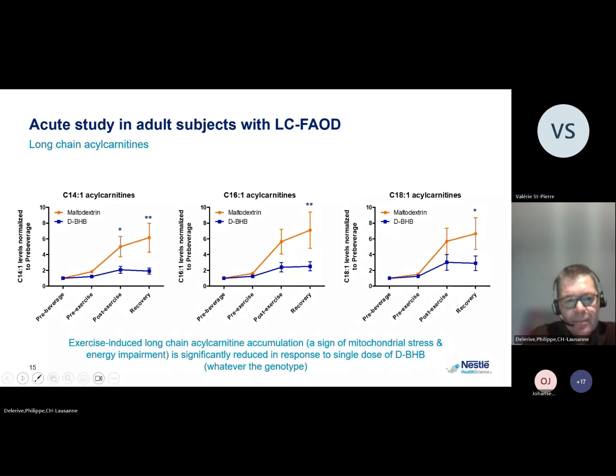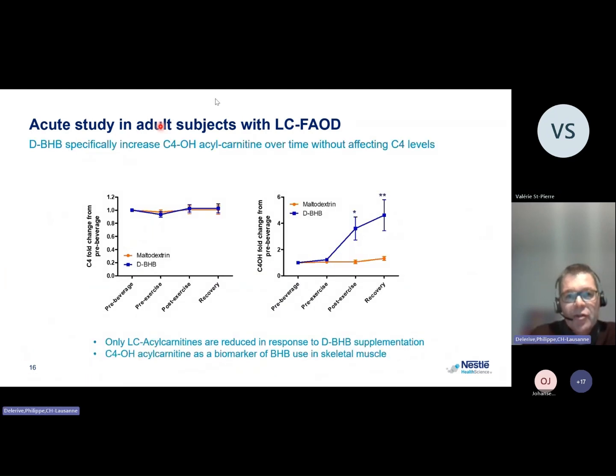Interestingly, you see that this effect is somehow specific. If we look at short chain acylcarnitine buildup, you see that there is no difference on the left-hand side panel in response to C4 acylcarnitine accumulation. The blue and orange curves are really overlaid, no difference whatsoever.